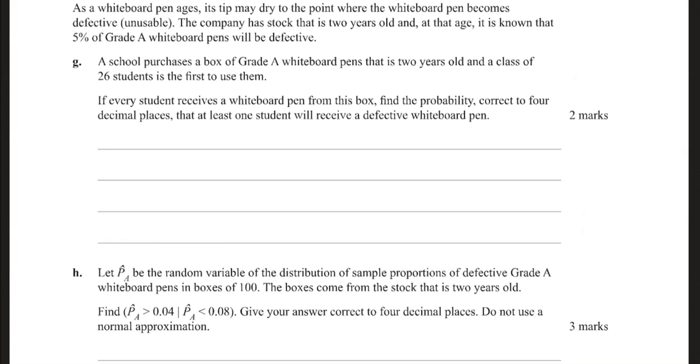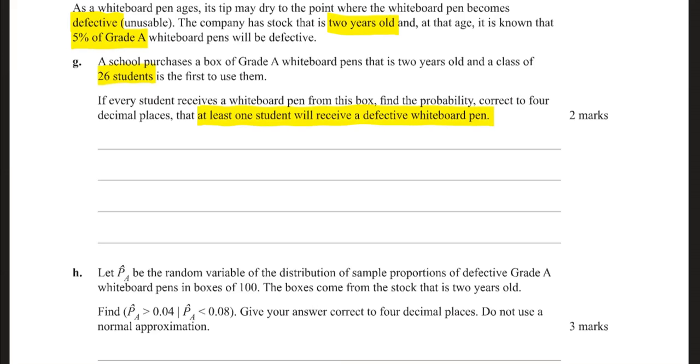Part G. So we're given the definition of defective now in terms of this question. And we're given a company that tells us that 5% of grade A whiteboard pens will be defective, given that the stock is 2 years old as well. Part G, the important things to note is there's a class of 26 students, and at least one student will receive a defective whiteboard pen. That's what we want to find.